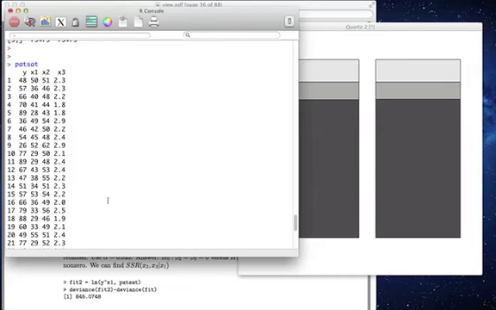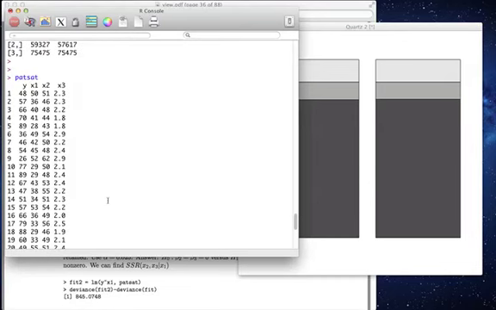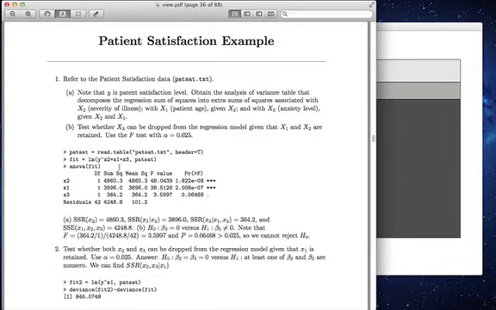Let's do the patient satisfaction example. There's a data set available from Blackboard called patsat, and I've printed the observations. There are 46 observations with 4 variables. The meaning of these variables is as follows. Y is going to be a patient's satisfaction level after visiting the hospital.